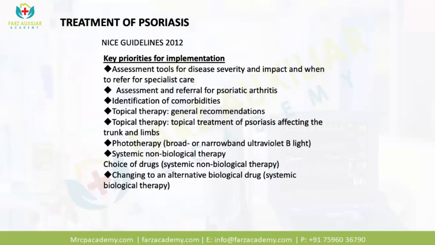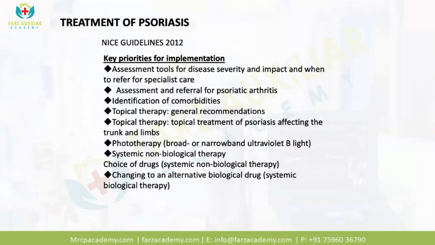The NICE guidelines regarding management of psoriasis say that we have to assess the disease severity and its impact on quality of life and refer to appropriate specialists. We need to check for psoriatic arthritis and identify the comorbidities. Topical therapies and general recommendations are mainly emollients, and then topical therapies in the form of topical steroids, coal tar preparations, and vitamin D ointments like calcipotriol.